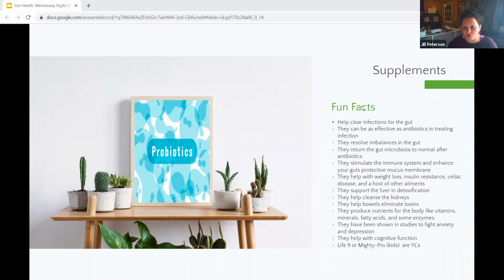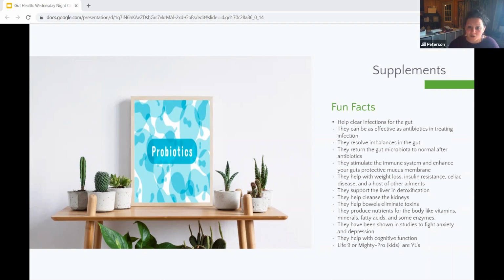Young Living has 2. When it comes to probiotics, they have one for adults, which is called Life 9. And then they also have one for kids, which is called Mighty Pro. That one is a pre and probiotic for children. This is one of the top supplements when it comes to a healthy gut. In fact, I would say that a probiotic is pretty critical.